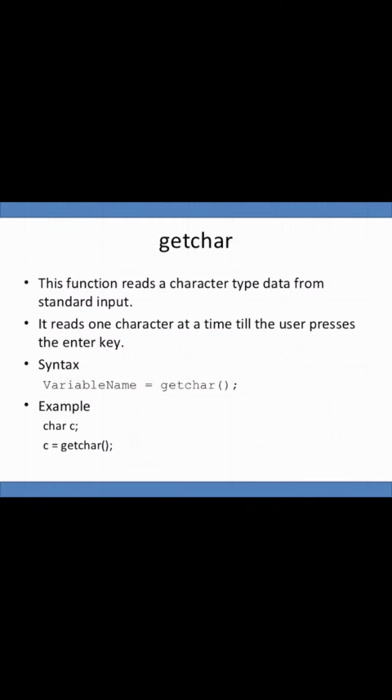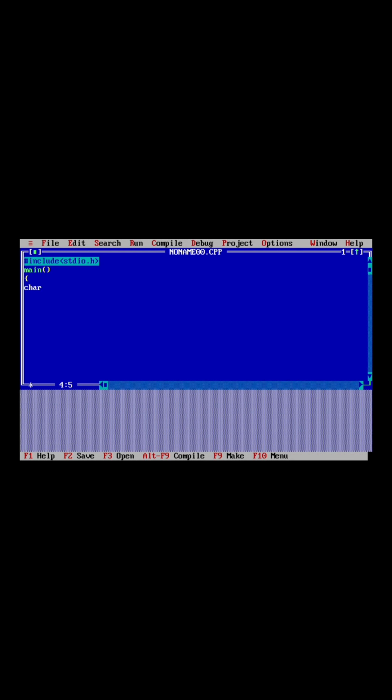Character input and output functions. getchar. This function is used to read one character at a time from the standard input device. Following is an example of the getchar function.